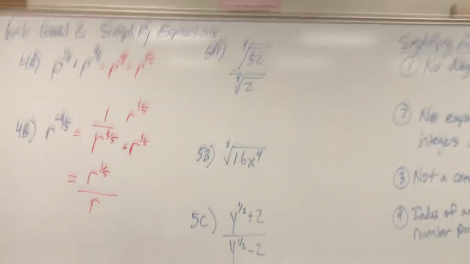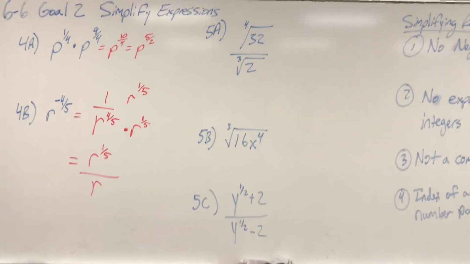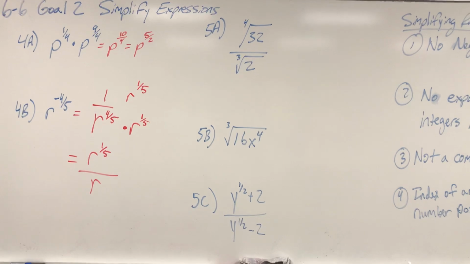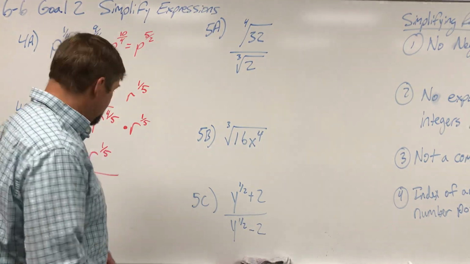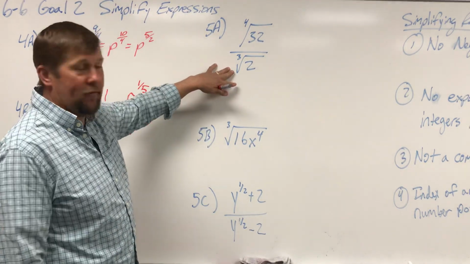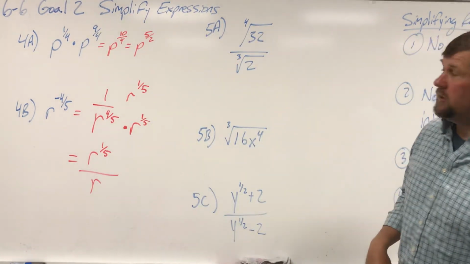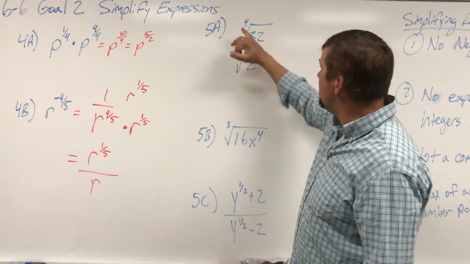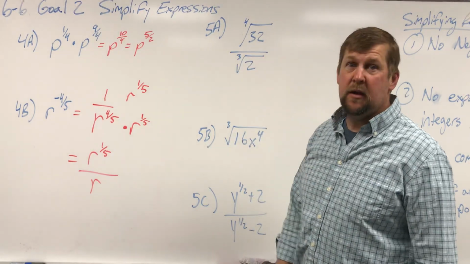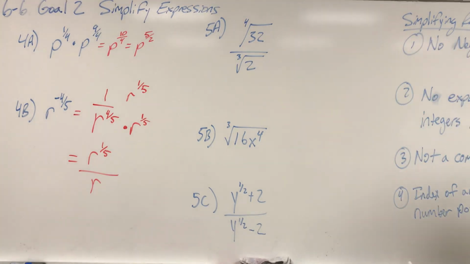All right, the next example is example 5, and they talk a little bit about some of these other properties. Here we have a radical in the denominator. Here we have a radical in the numerator. You cannot divide the fourth root of 32 by the cube root of 2 because they do not have the same index. They have to have the same index to be able to simplify those.